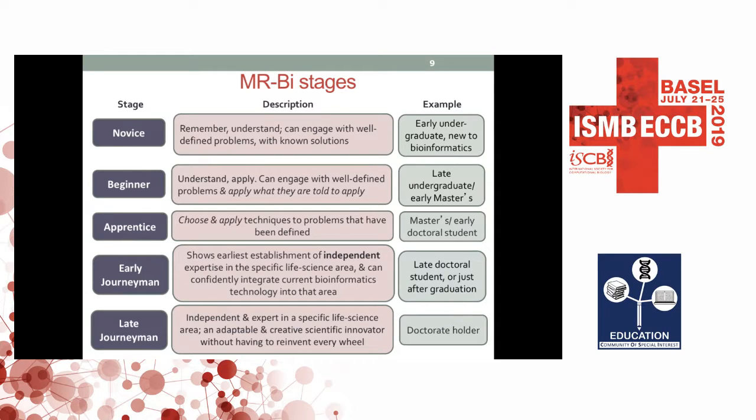So early journeyman is just the earliest establishment of independent expertise. Here is an individual that now starts to be independent, like taking the driver's license. You know how to drive when you get your driver's license, but you really don't have experience to drive. You need that further, right? Whereas the late journeyman is independent and expert in a specific life science area. Adaptable and creative. So you have the highest Bloom's levels here, Bloom's levels 5 and 6.